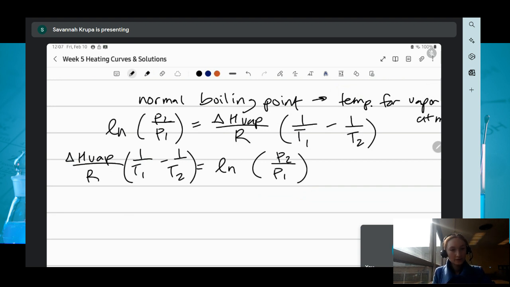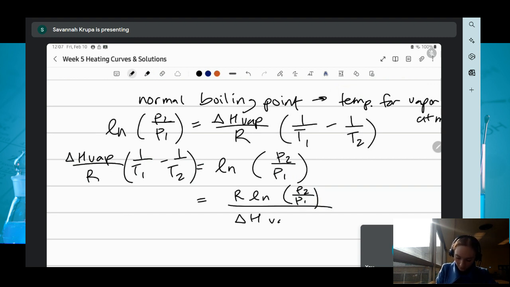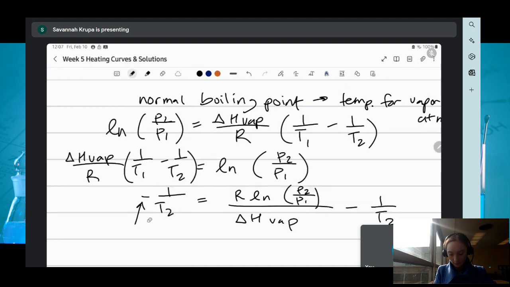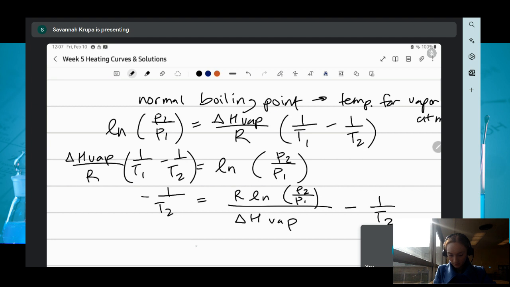Okay, now I can multiply both sides by R, so we'll get R ln P2 over P1, and then I can divide both sides by the enthalpy of vaporization. Once this one gets crossed out, I can subtract the inverse of 1 over T1. And what will be left is 1 over T2, if you saw what I did there. There's going to be a negative here, and it's also an inverse, so to get rid of that, we multiply both sides by a negative.